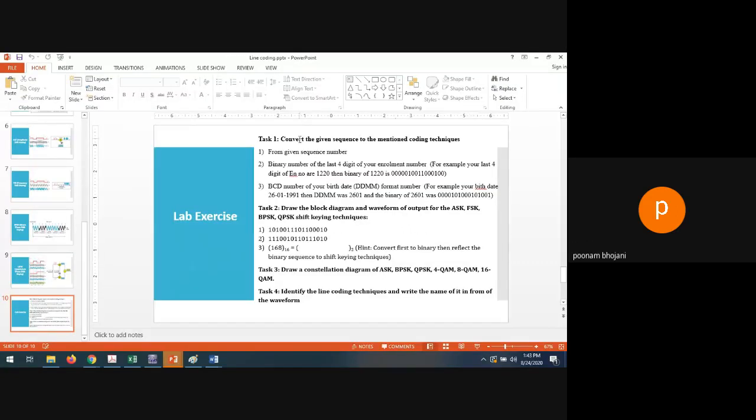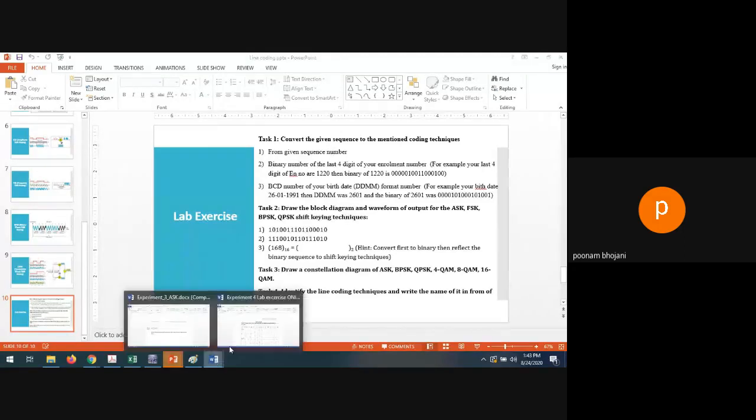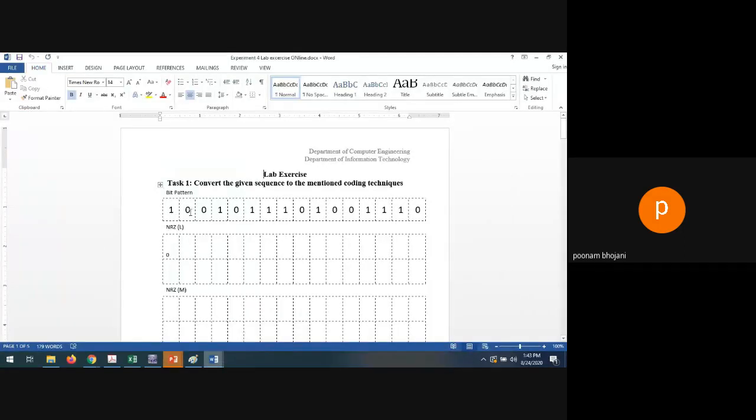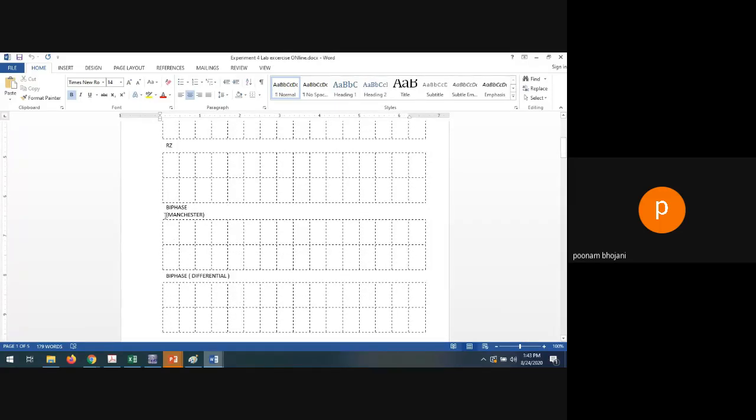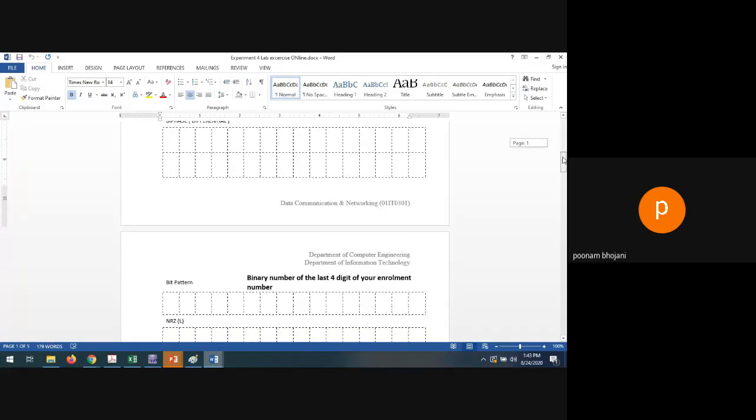First, the sequence is given. From the given sequence, you have to convert it into the coding techniques. The sequence given is 100101100101000. That is task 1.1, in which you have to convert it into NRZ, NRZM, RZ, biphase, Manchester, biphase differential. All these techniques are given in the PPT also, and if you feel any doubt, you can ask me whenever you are doing this task.